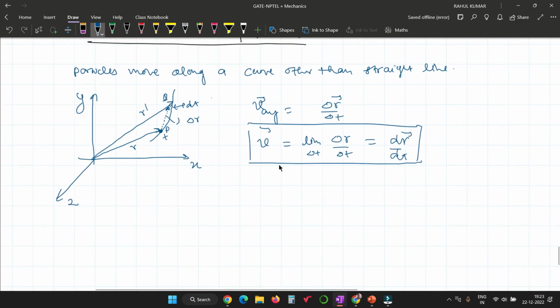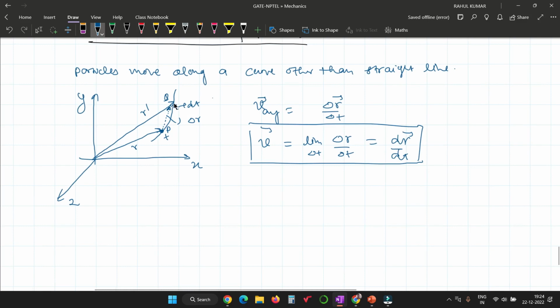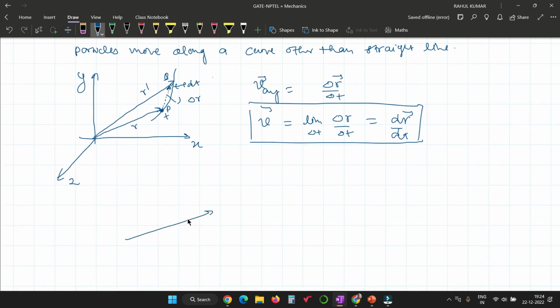Now I want to interpret one thing. Suppose you are reducing the time interval. Then what will happen? This point will get closer and closer. When you draw this vector, it is r and it is r dash, and this vector is delta r. So if you talk about the average velocity, the direction of average velocity is along the direction of this change in position vector, delta r.